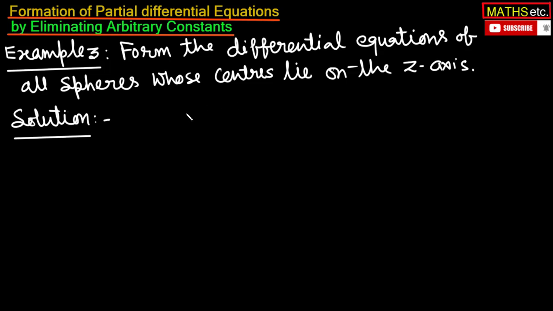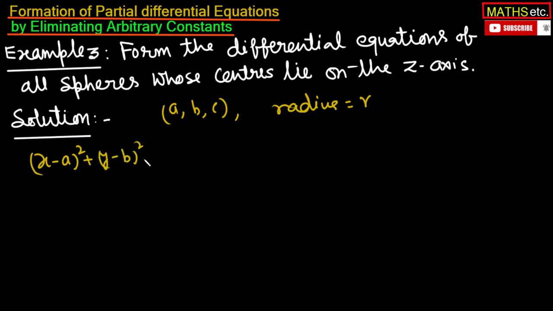And how to find that relation? Okay, the information is given in the statement itself. Form the differential equations of all spheres whose centers lie on the z-axis, right? Now, we know that a sphere with center (a, b, c) coordinates and radius equal to r, its equation is given by (x minus a) whole square plus (y minus b) whole square plus (z minus c) whole square equals r square. These are the coordinates of the center of the sphere, right?